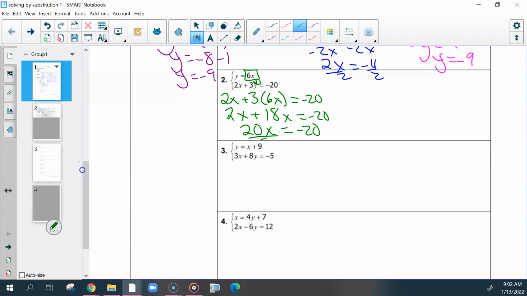Right? It says 2x plus 3y. Where is y? So because this equation equals y, you can replace or substitute 6x for y. Okay, so that is the substitution. Once we get our x value, you can put that back into either of these equations to find your y value, but this one would be easier since it's already solved for y.